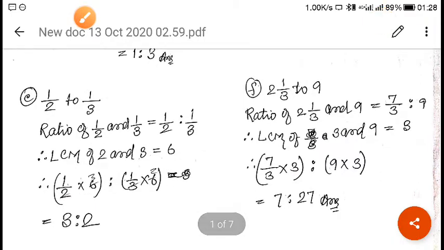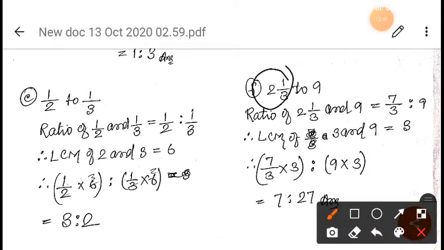Now again, this one is given as a mixed fraction. We have to form this into a simple fraction. So it will be 2 times 3 is 6, and 1 makes 7.